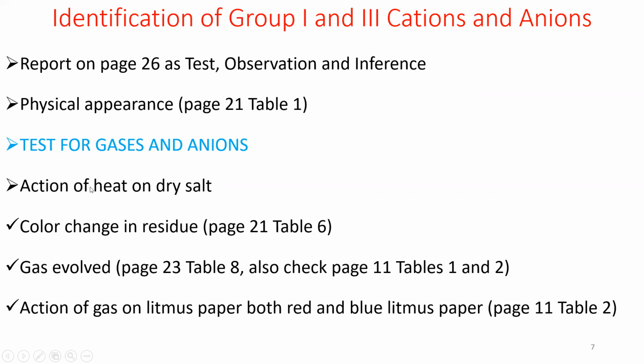I've already explained. First of all, we do the action of heat on dry salt. We look out for the color change in the residue, where we can get the reference in page 21, table 6. We also look at the gas evolved. From the gas evolved, we'll be able to identify the anion, and we can get these inferences on page 23, table 8. Also check page 11, tables 1 and 2.